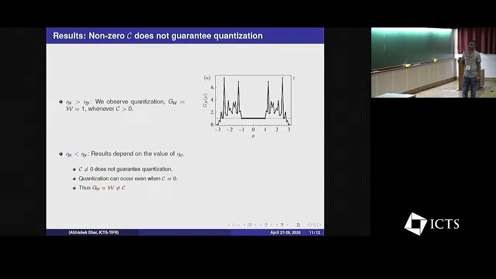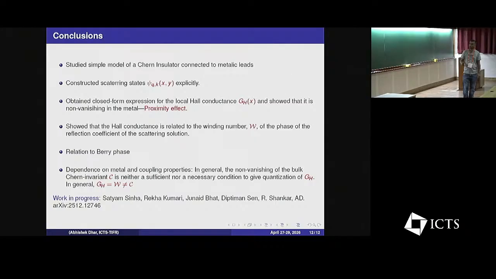One of the surprising things is that for some parameter regimes, the winding number is non-zero whenever the Chern number is non-zero. But in some other parameter regimes, this is not true. So you can have a finite Chern number, but the conductance can vanish. Okay, so I'll stop here. Thanks.